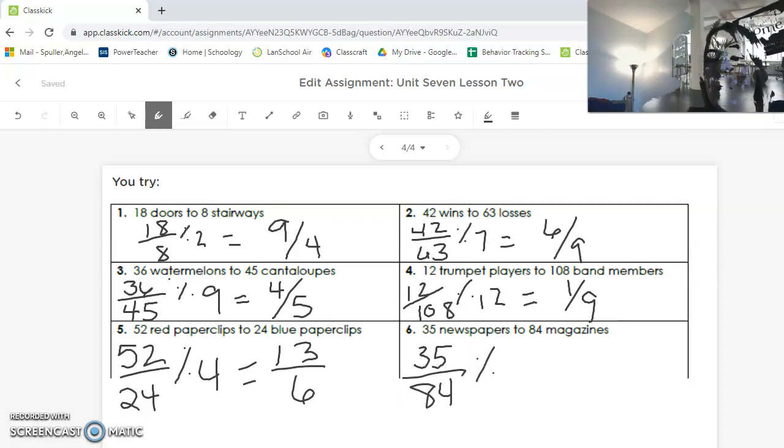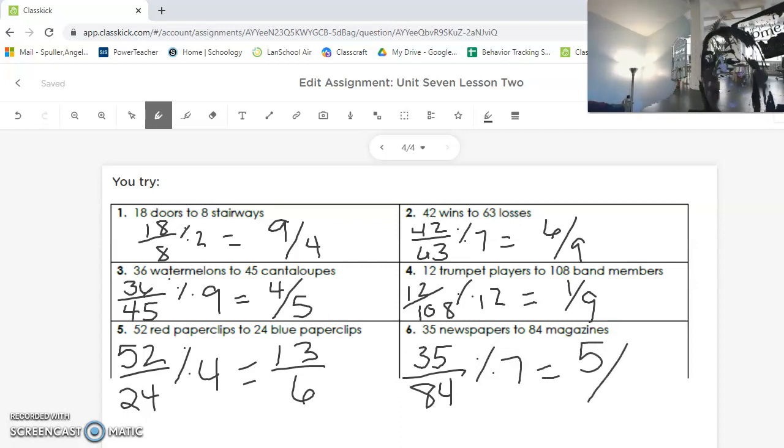I can divide both of these by 7, and I'll get 35 divided by 7 is 5. 84 divided by 7 is 12.